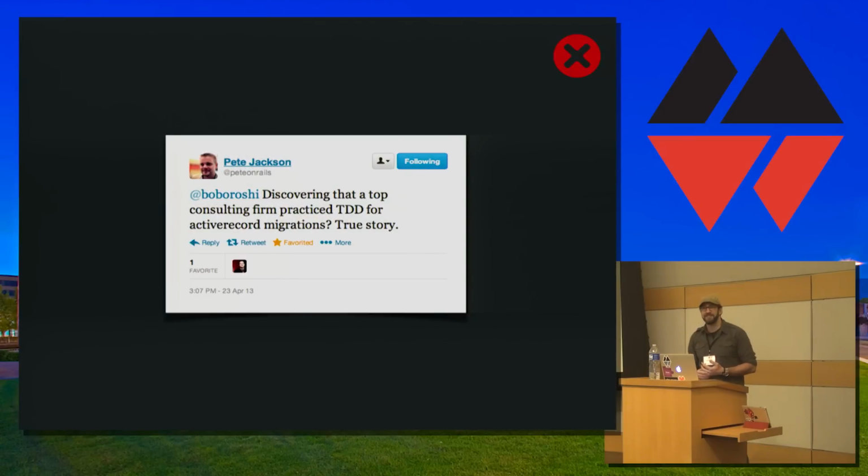Some other bad examples: Pete Jackson from Intridia sent me this when I was asking for antipatterns when I first put this together. This is where taking something that's good to the extreme is bad. We must test everything. There are cases where testing a migration is required just because you're going to break something in production if it's in any way, shape, or form wrong. But always testing every migration, probably overkill.